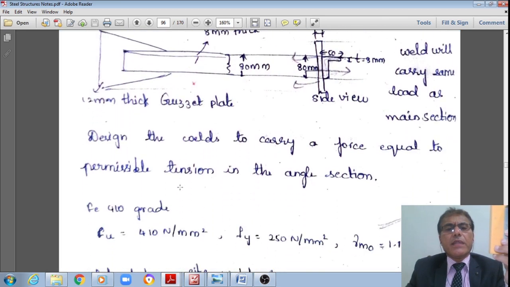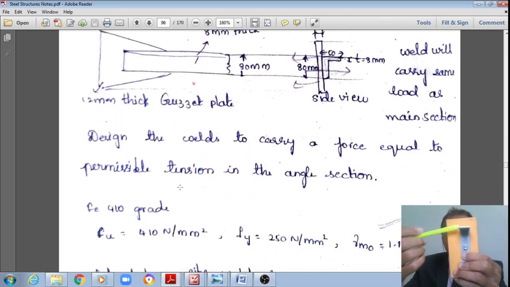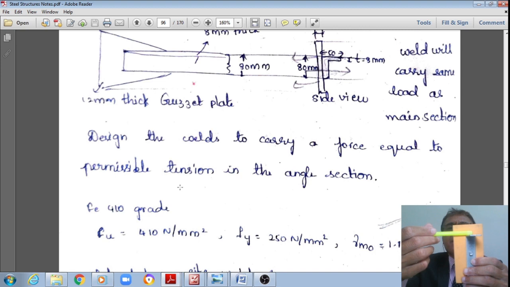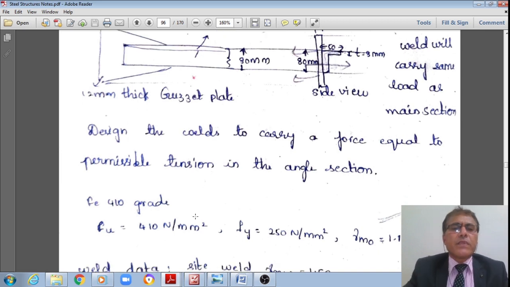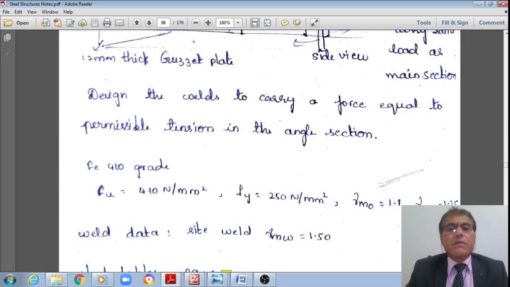Therefore, though this member is subjected to tensile force, student, right? These welds will be carrying the shear force. The force in the weld is once again the shear force, right? Therefore, the governing force here is the shear force for this weld, right? Then now we'll see the given data, right?